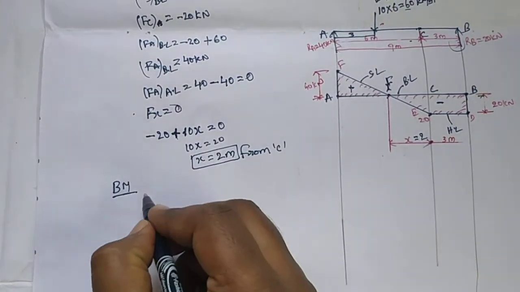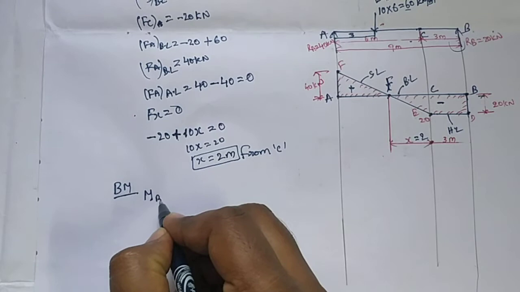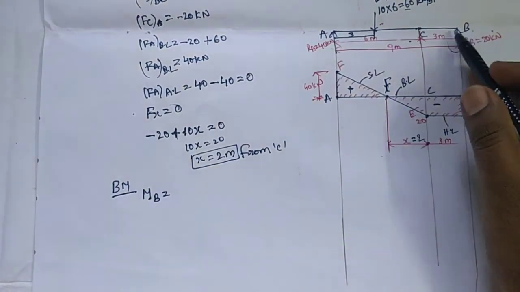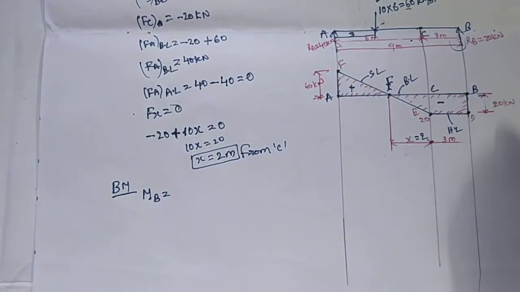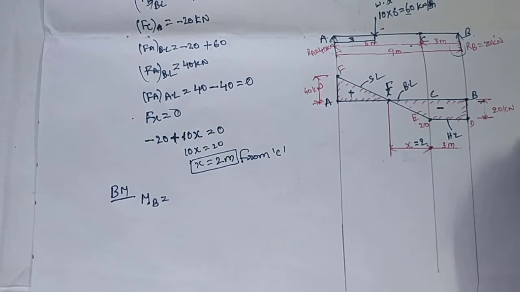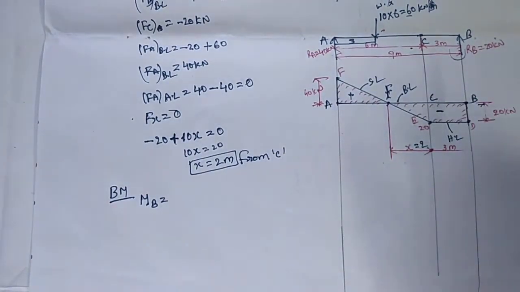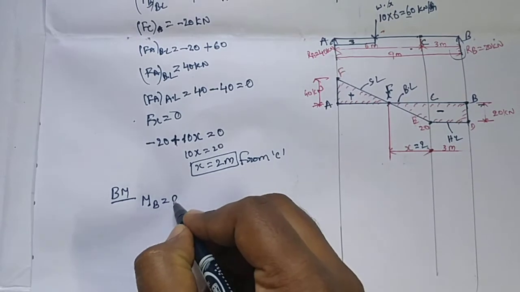Okay, bending moment at point B. At point B there is no load, so that at point B, right side of B there is no load, so that it becomes 0.